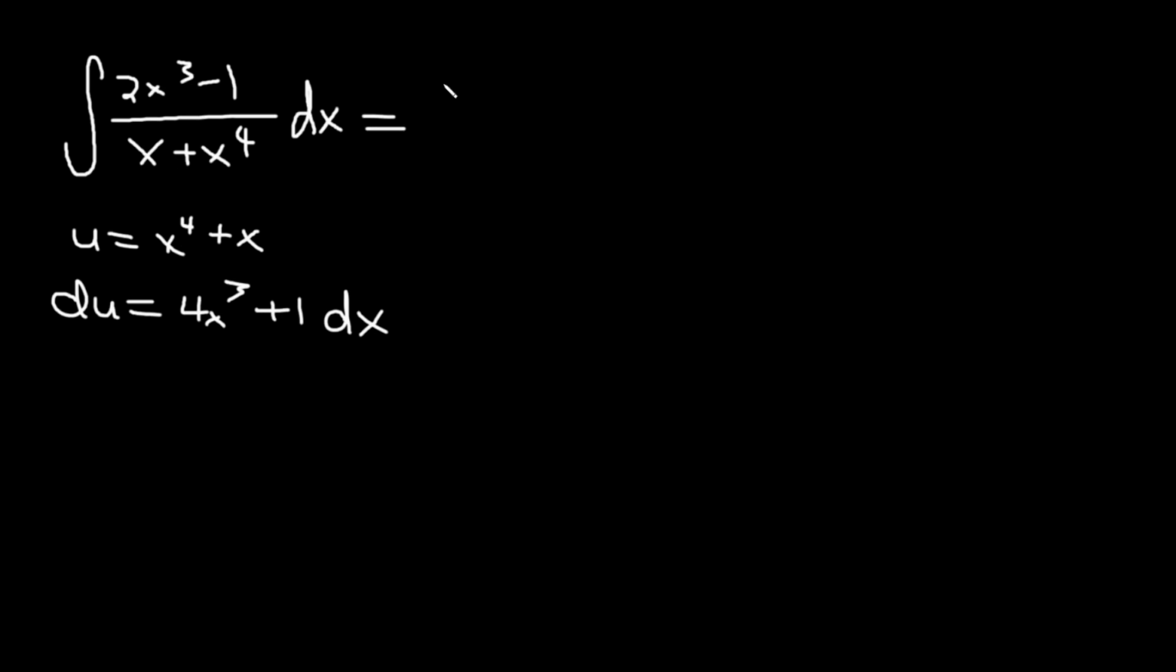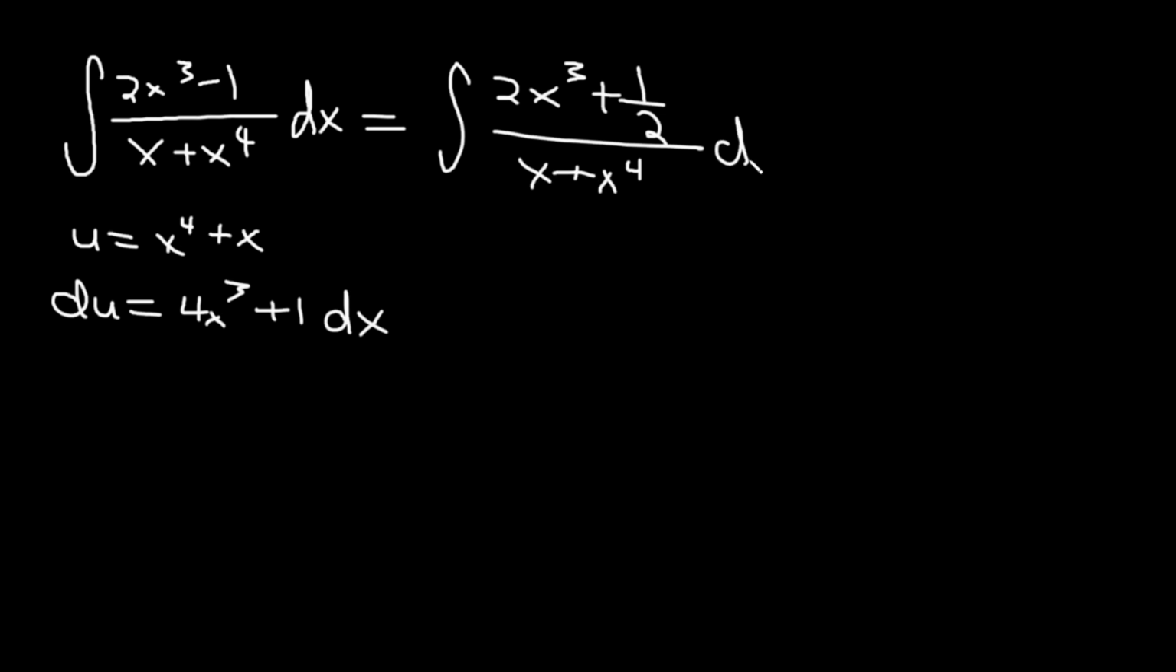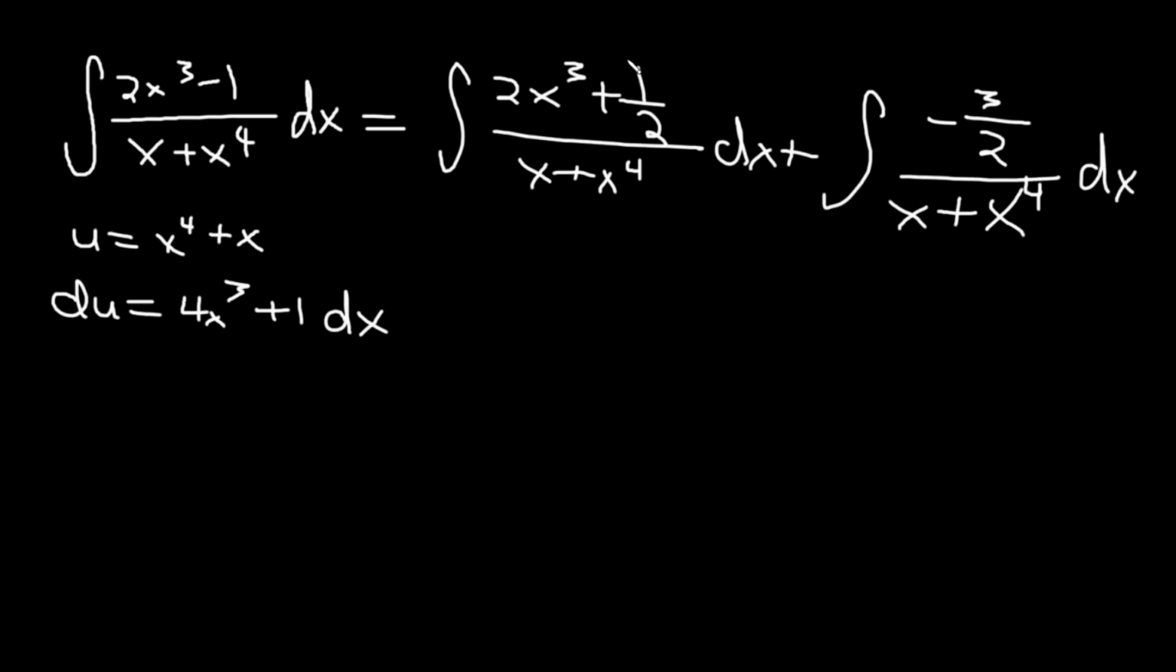What I'm going to do is to split this integral into two different integrals. First off, I'm going to have 2x to the 3rd power plus 1/2 over x plus x to the 4th power dx. And then I'm going to add the integral of negative 3/2 over x plus x to the 4th power dx. Now if you just check, 1/2 minus 3/2 gives negative 1, so we are allowed to do this.